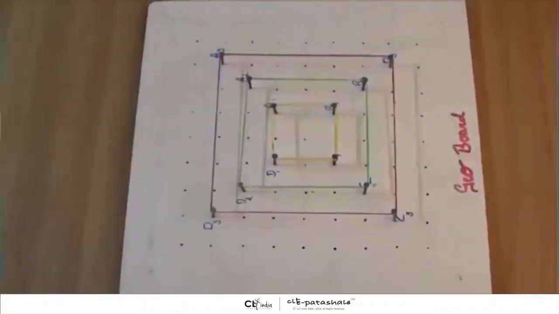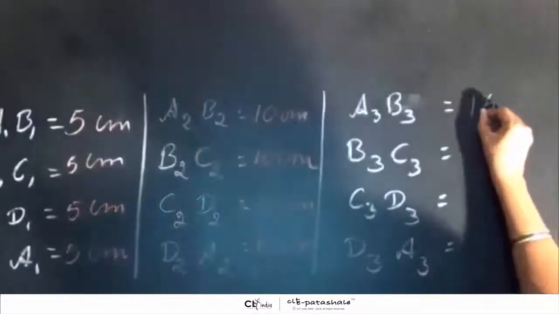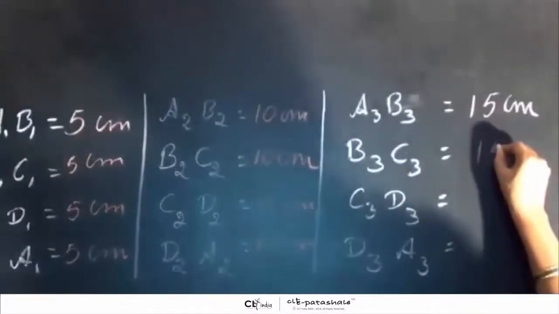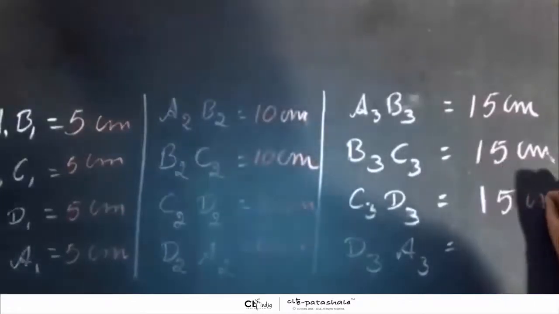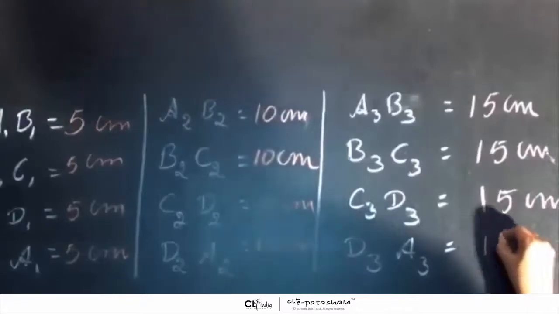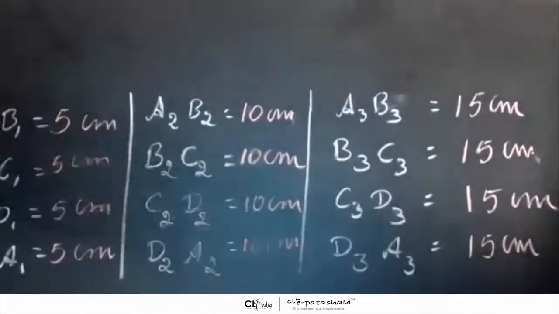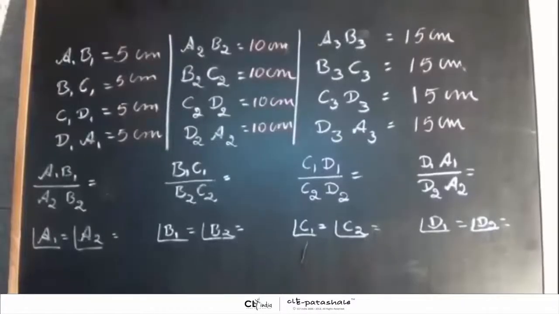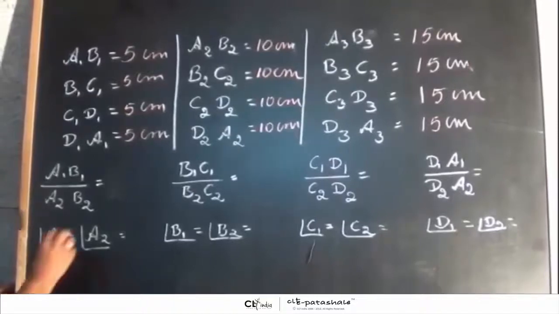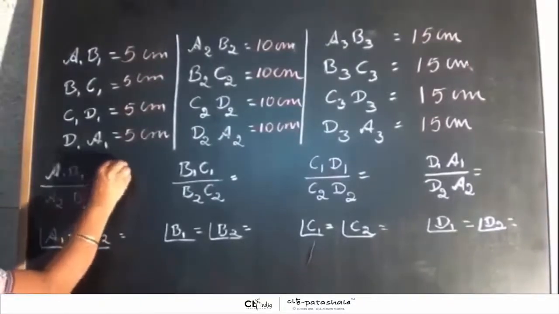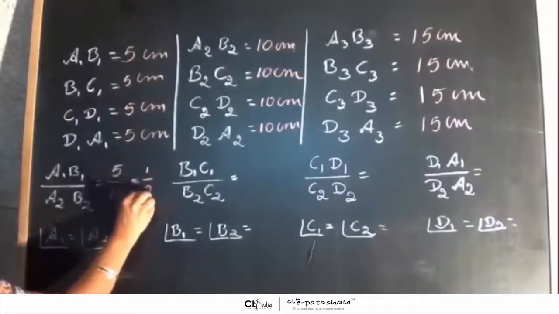Let's record our observations. A3, B3 is equal to 15 cm as we observed. B3, C3, C3, D3 as well as D3, A3 all are equal to 15 cm. Now let's take A1, B1 by A2, B2. So we have 5 by 10, which you reduce, you'll get 1 by 2.